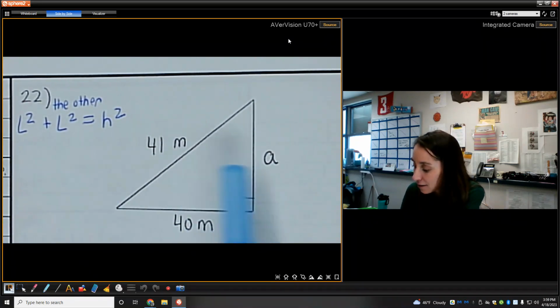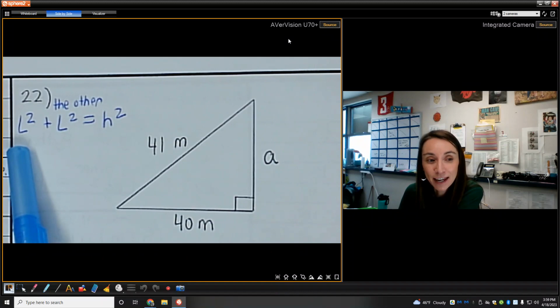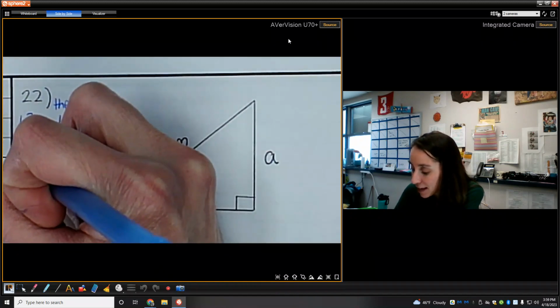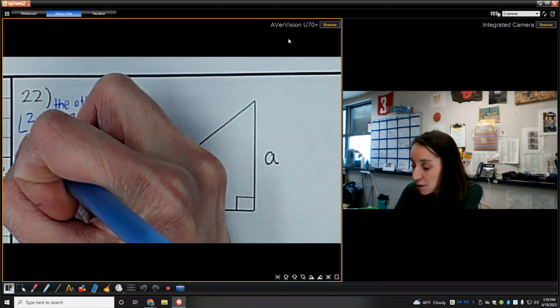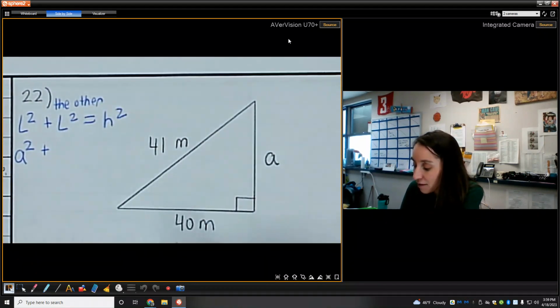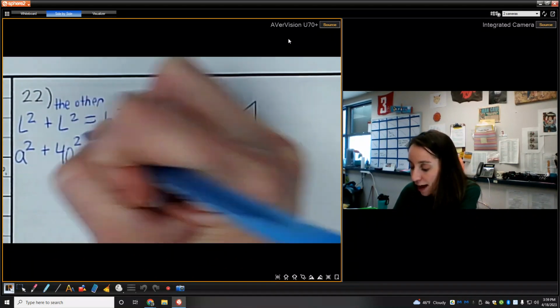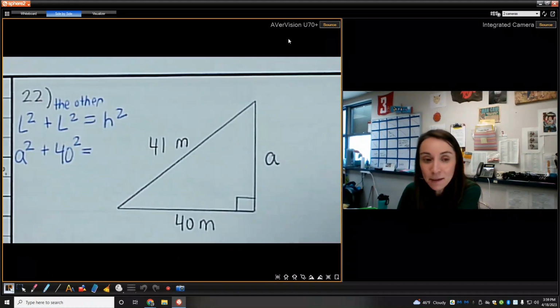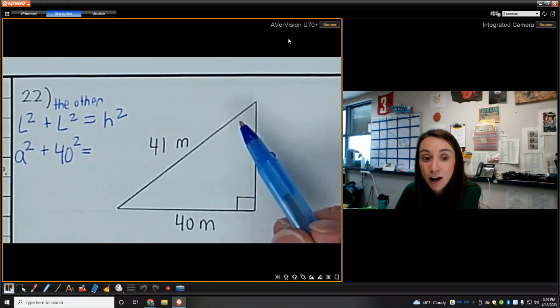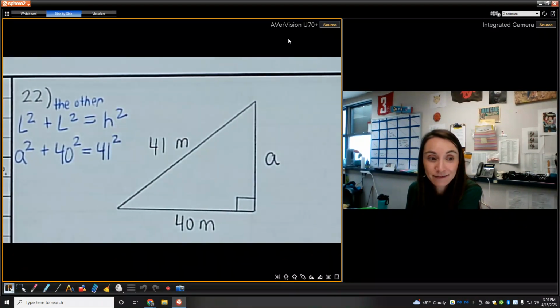You'll notice that one of the leg lengths right here is unknown, and they represent it with the variable a. So underneath this right here, I'm going to write a to represent that side length, but I've got to remember to square it. I'm going to add to that the length of the other leg, which is 40, and then I'm going to square that. And that sum is going to be equal to the length of the hypotenuse, which is 41. And I've got to square that.